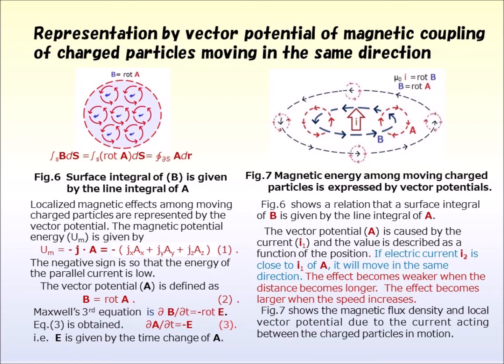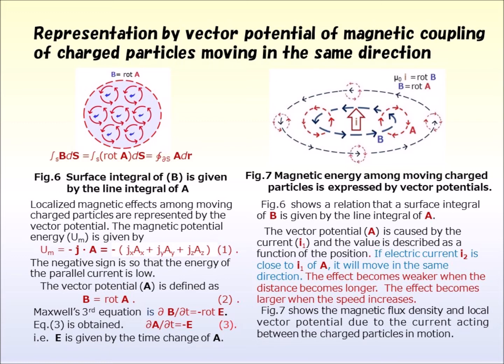Representation by vector potential of magnetic coupling of charged particles moving in the same direction. Localized magnetic effects among moving charged particles are represented by vector potential. Magnetic potential energy UM is given by equation 1. The negative sign is so that the energy of the parallel current is low. The vector potential A is defined by equation 2. From Maxwell's third equation, we get equation 3. That is, E is given by the time change of A.